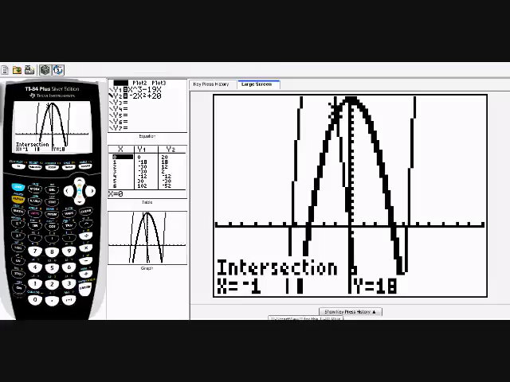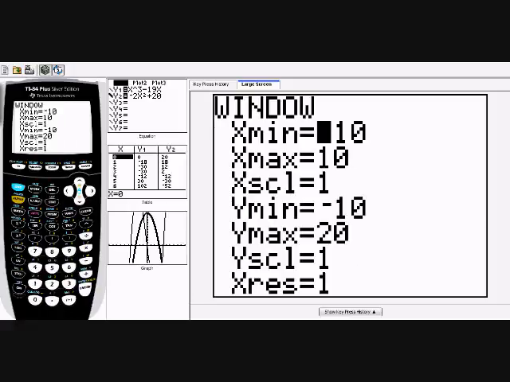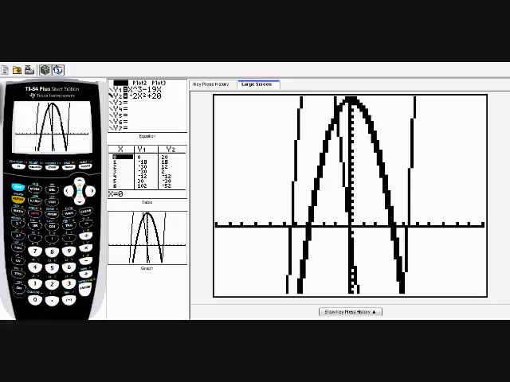All right. Now I think I probably have some more intersections, and they're probably down below on this page. So let me go and reset my window for the y minimum. So I had it at -10. Maybe I'll go with -30 this time. Make sure I get them. Hit my graph button again.